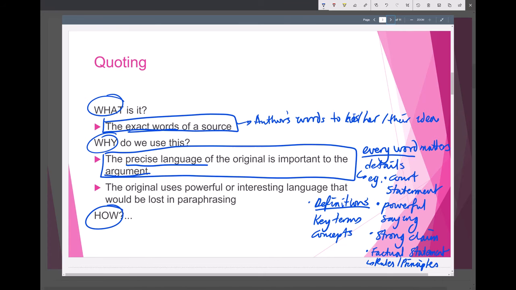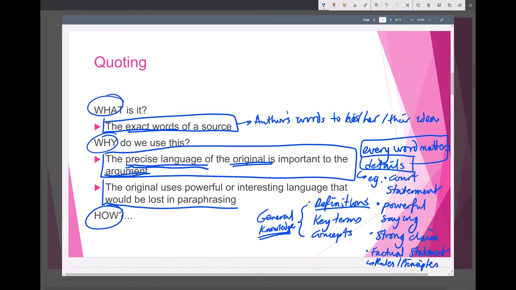So these are useful for your general knowledge. Factual statements, rules and principles, you would need these for your general knowledge in your research. So quotes are useful to help you understand precisely what the original idea is, and that every word matters and you get all the detail. Which leads to the second point. The author uses original, powerful, and interesting language that if you paraphrase it, it might get lost.